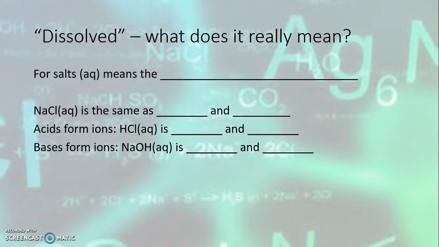All right, so dissolved. What in the world does that mean? And why are you talking about dissolved? Well, we talked about the physical states. S for solid, L for liquid, G for gas, and then AQ for aqueous. So what does that really mean? Well, it means that something has been dissolved in water. So what does it really mean to be dissolved?